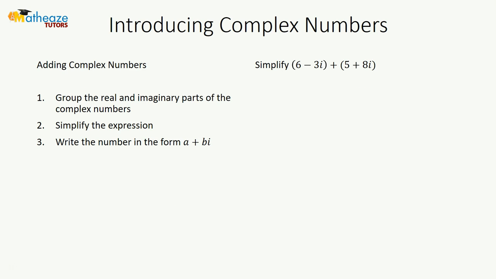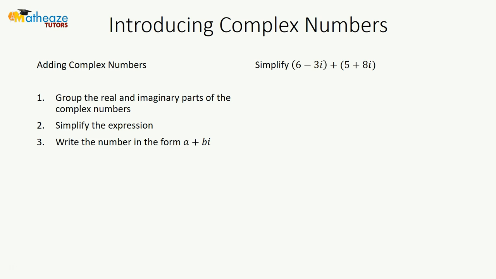Now let's look at how we add complex numbers. With complex numbers you have the real part and the imaginary part. So to add them together, you're going to group the real parts together, and then you're going to group the imaginary parts together, and you are now going to add them together. And when you're done adding, then you can write in the form a plus bi. So let's look at this example here.